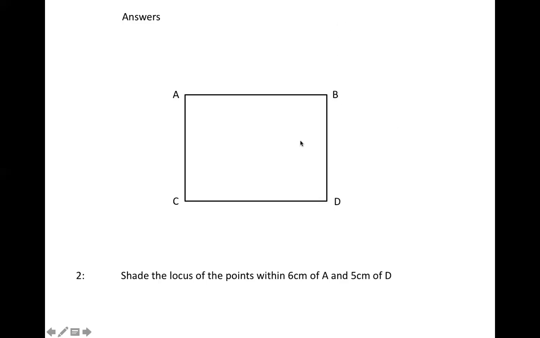Okay, so it's within. So let's see, 6 cm of A. So that will be 6 cm. And then 5 cm of D. So from D, I measure 5 cm and I draw an arc. So it will be that region in the middle. So you shade that region. Because it has to now obey both rules. Points that are within 6 cm of A, but at the same time, are also within 5 cm of D. So it will be the small region of intersection here.